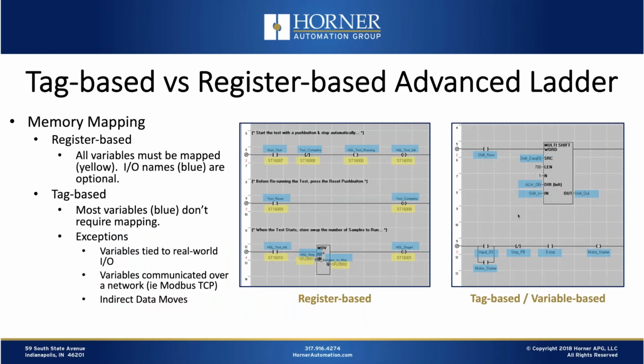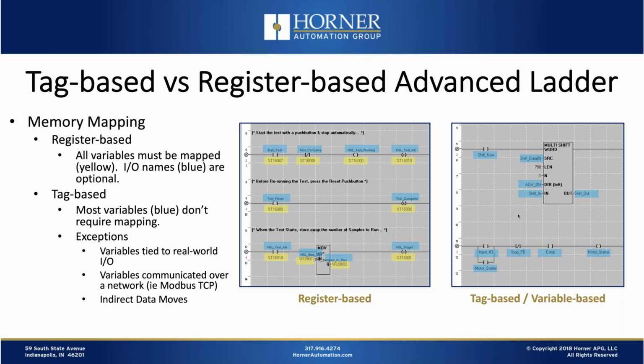Okay, let's take a look side by side now at a couple of the key differences, starting with memory mapping. And let's take a look at the register-based advanced ladder, which you see there in the diagram in the center. So as I mentioned in the previous slide, all variables must be mapped. So in that center graphic there, you'll see not only shaded in blue the IO names that we assigned to those elements in the logic, but you'll also see, for every single element in yellow, the mapping of each variable that had to be done by the user. So again, that's an extra step that would not be required in tag-based, which is shown on the right.